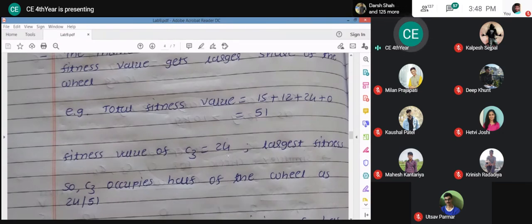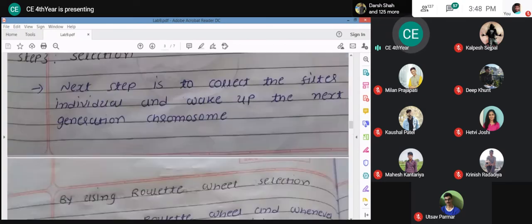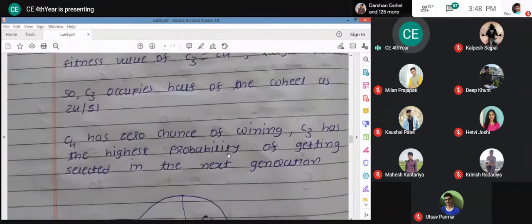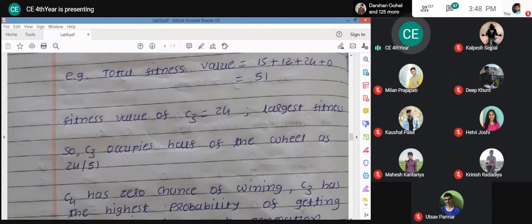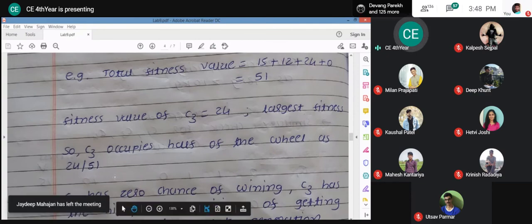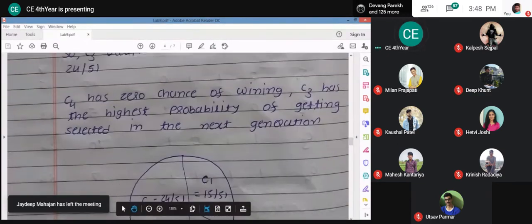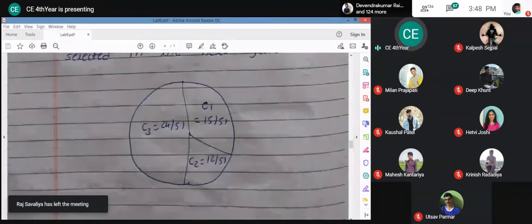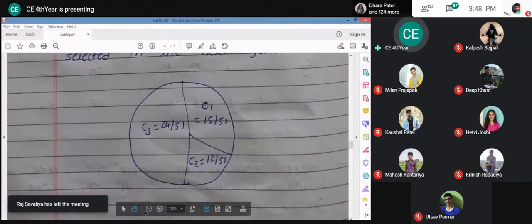Now see, the fitness value of C3 is 24. All of you know that. The fitness value of C3 is 24, everybody. So C3 has the largest fitness, and it occupies half of the wheel, as 24 divided by 51. C4 has a 0 chance of winning, and C3 has the highest probability of getting selected in the next generation. So see this roulette wheel.